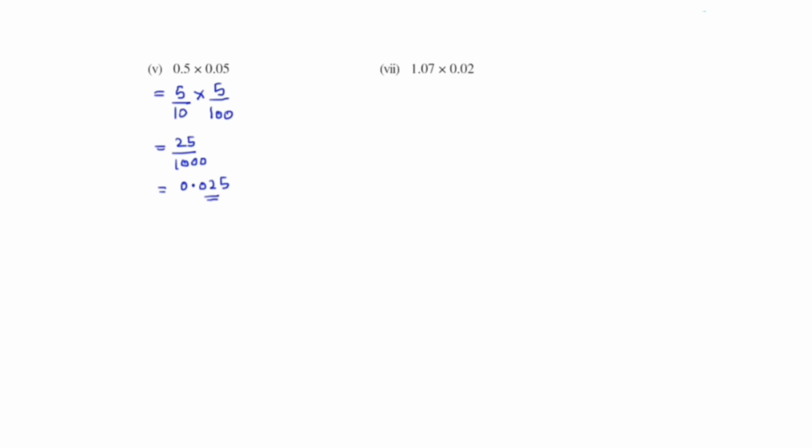Clear? So if you see the seventh part, we have 2 digits after the decimal. So we will write 107 over 100. Since we have 2 digits, so 2 zeros, 100 multiplied by 2 over 100. So the next step will be 214 over 4 zeros, 10,000 in the denominator. Since we have 4 zeros, so putting the decimal going right to left, we will get 0.0214 as our result. Clear?